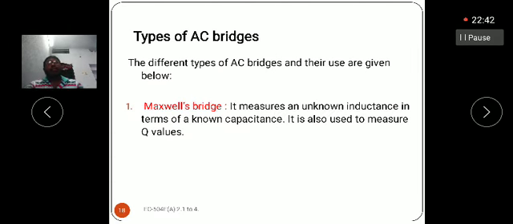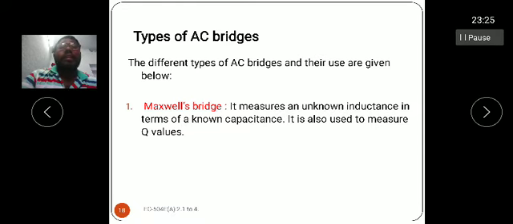Here, the different types of AC bridges and their use are given below. That means what is the advantage of using the Maxwell bridge, Anderson bridge, etc. The Maxwell's bridge measures an unknown inductance in terms of known capacitance. It is also used to measure the Q values, quality factor values. Here we know the capacitance values, and then we are measuring the unknown inductance value.